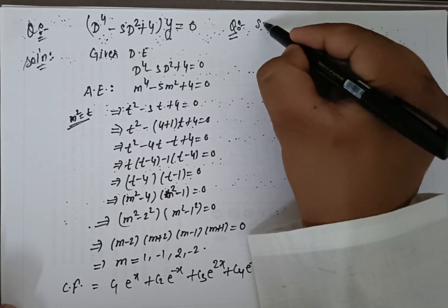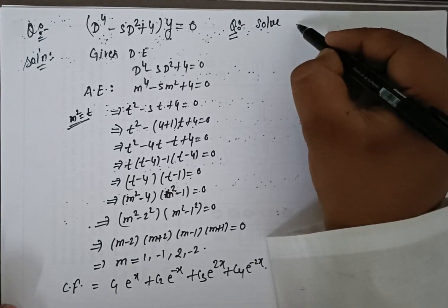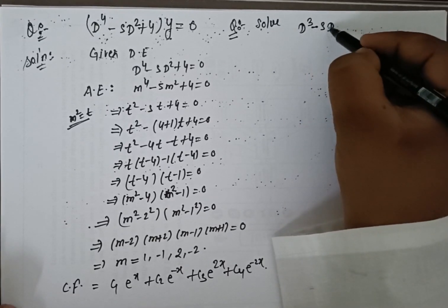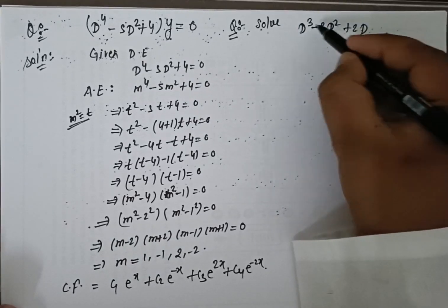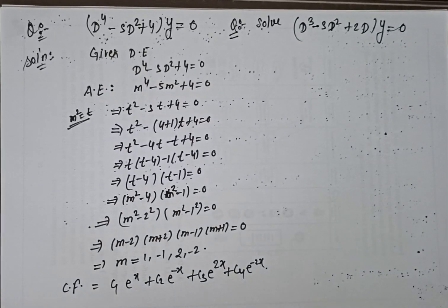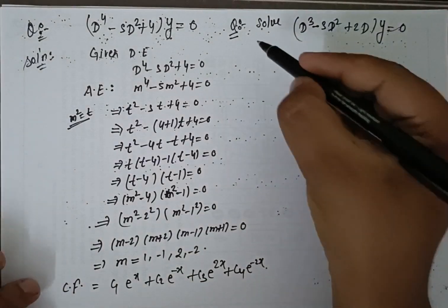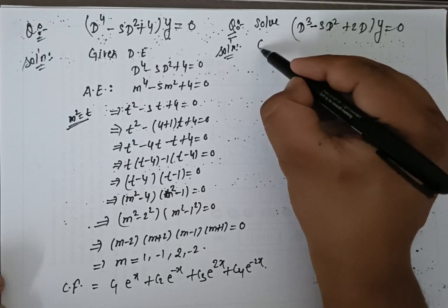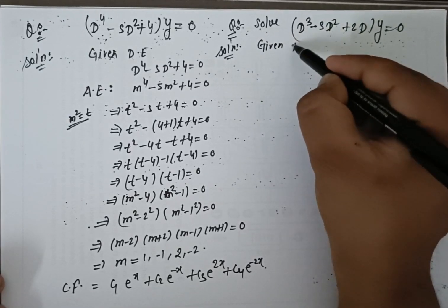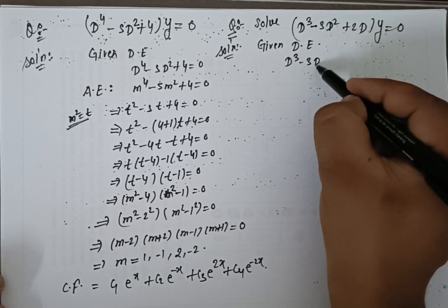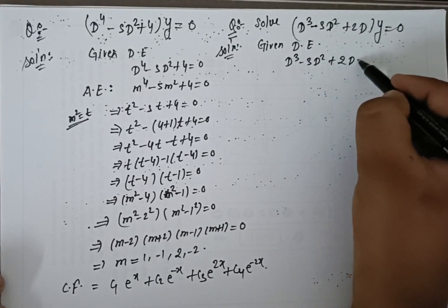Solve D to the power 3 minus 3D square plus 2D, y equals to 0. Now we need to solve it. For the solution of this differential equation we will follow the same and parallel steps. Now the given differential equation is D to the power 3 minus 3D square plus 2D equals to 0.